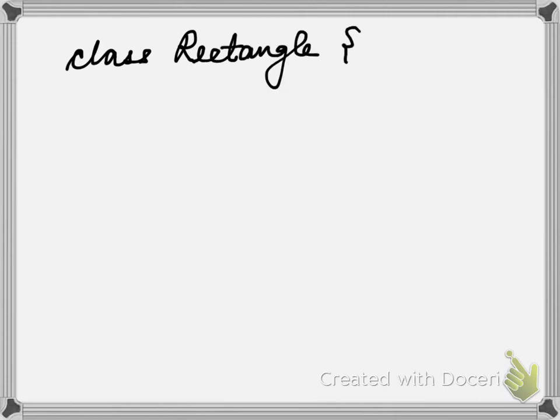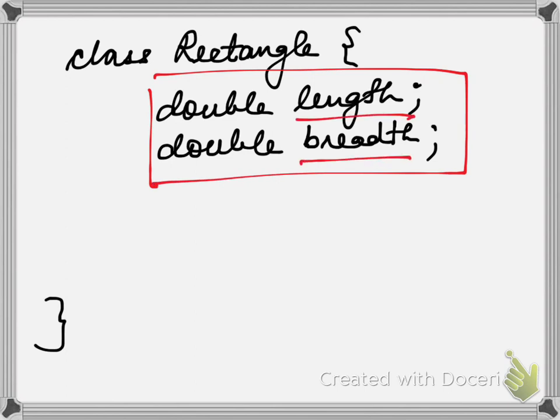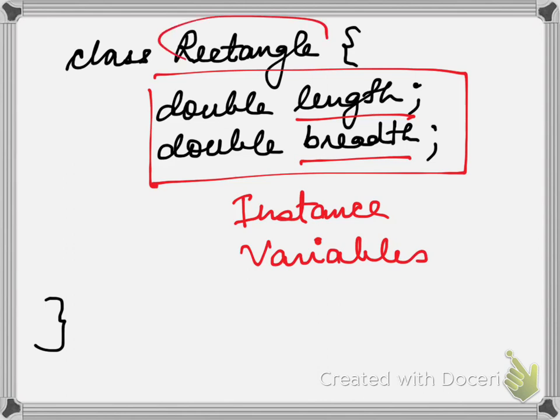Another example, say in our rectangle class, I want to define the length and the breadth as two attributes or two instance variables. So I will write it as, let me define the data type as double, so double precision: double length and double breadth. You can see these two, length and breadth, are the instance variables for the rectangle class. So these instance variables must be declared within the boundaries of the class definition.